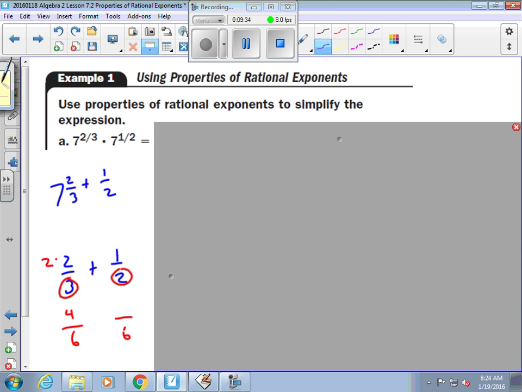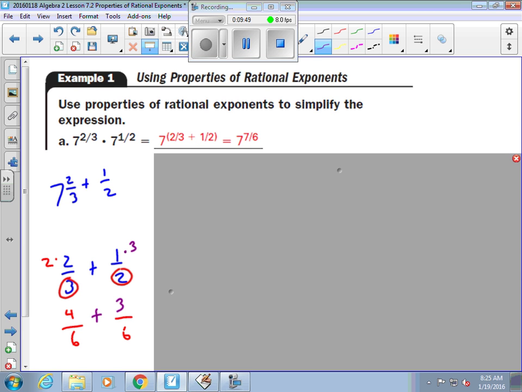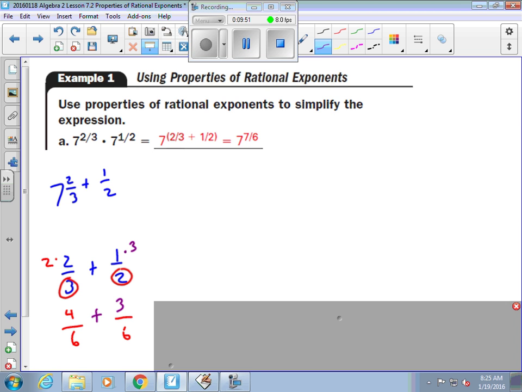2 needs to multiply by 3, so the top numerator needs to multiply by 3 as well, and it gives you 3. So now they're converted to like denominators, and you can add straight across. 4 plus 3 is 7 over 6. So we have 7 to the 2/3 plus 1/2, which means 7 to the 7 over 6.